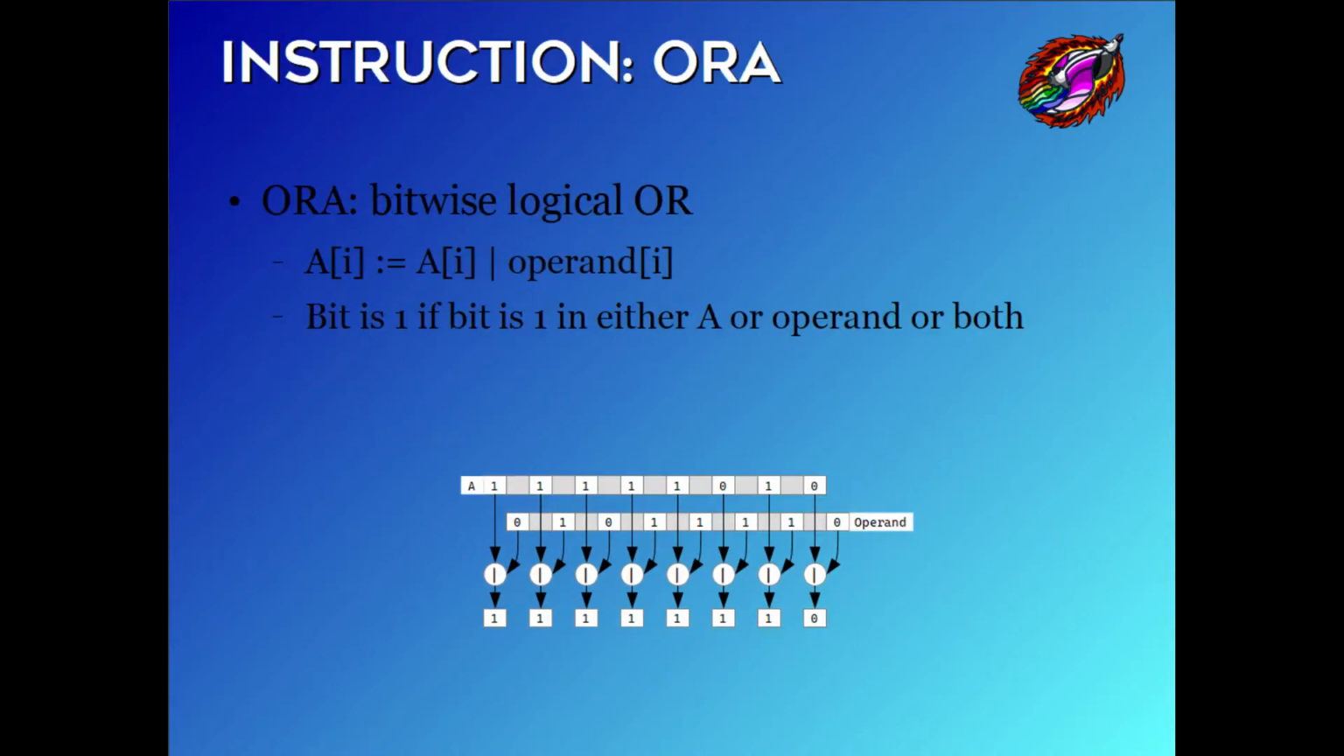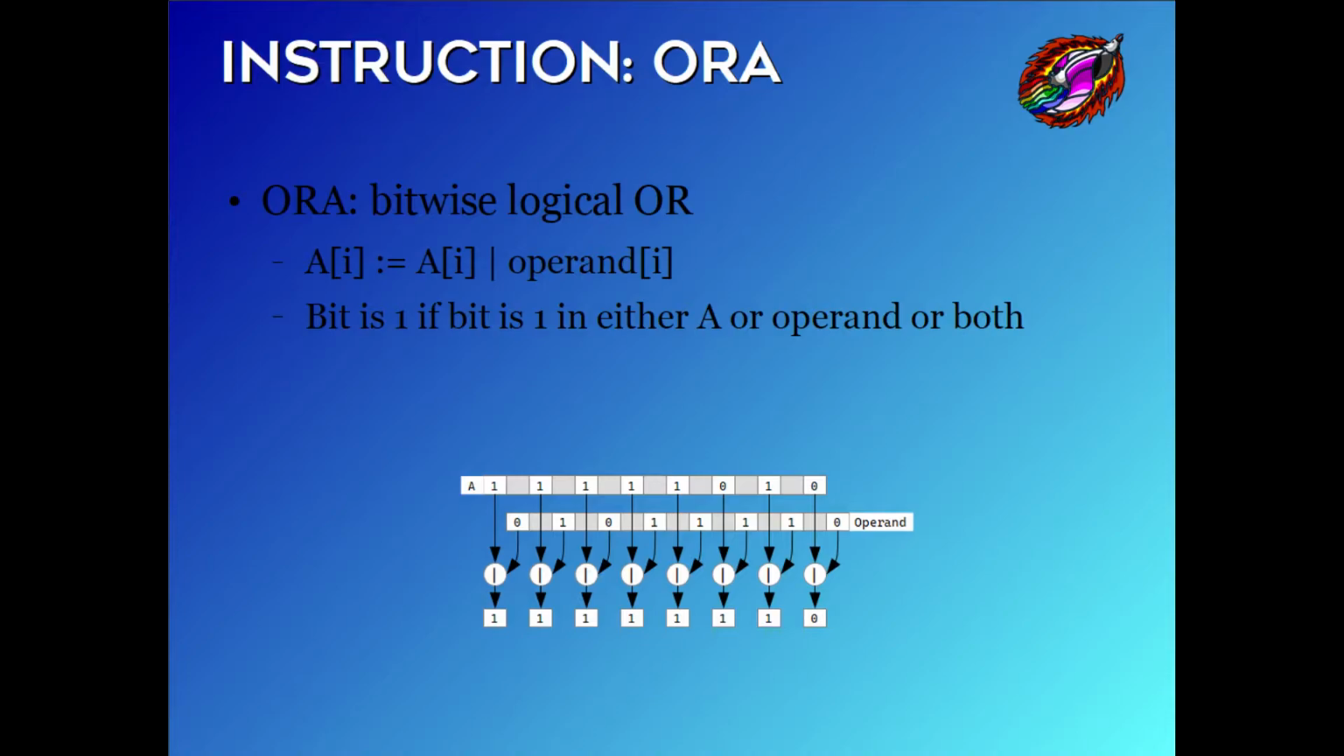The next of these instructions is ORA, which stands for the logical OR of the accumulator with the operand. So this is doing very much the same thing that AND is doing, except that the resulting bit is going to be a 1 if either or both of the source bits are 1.